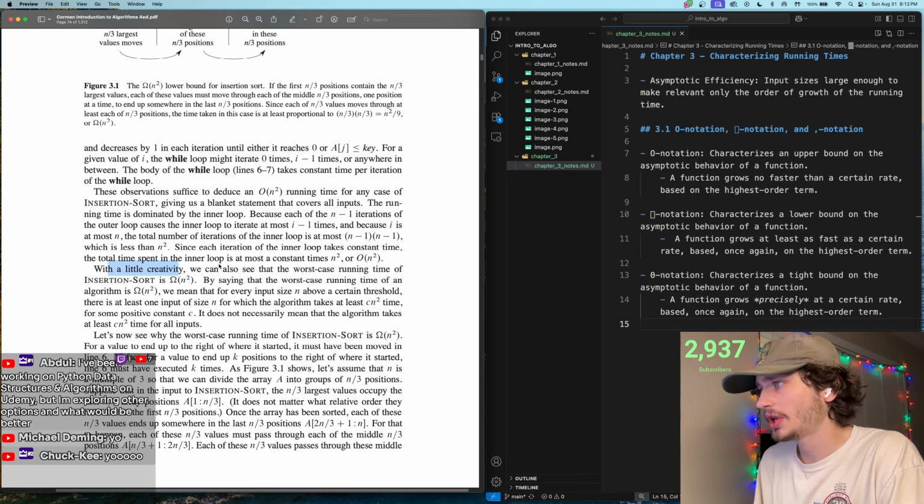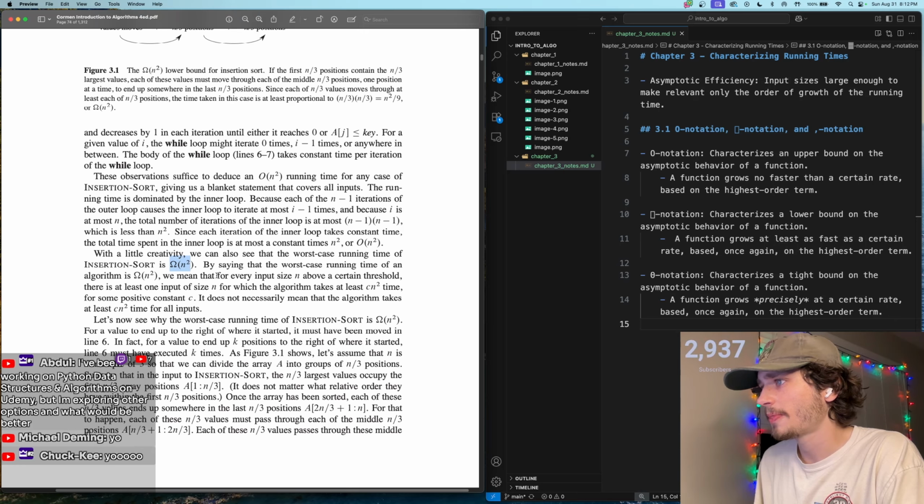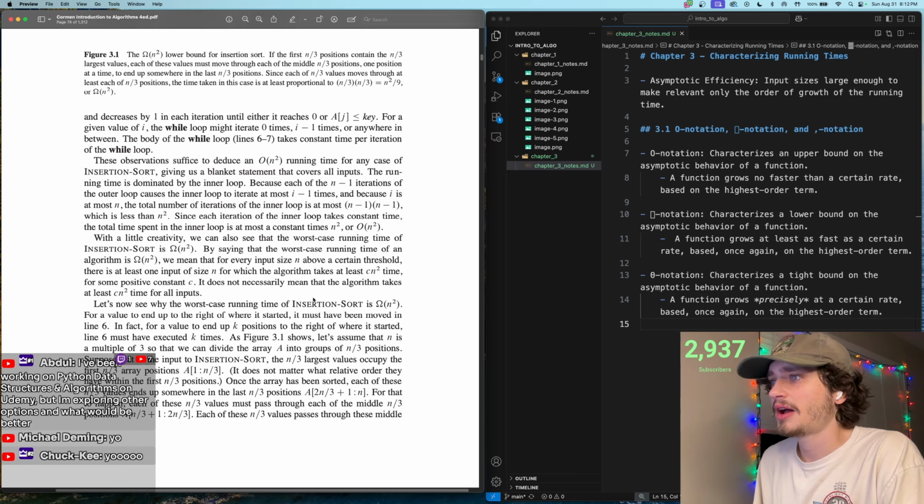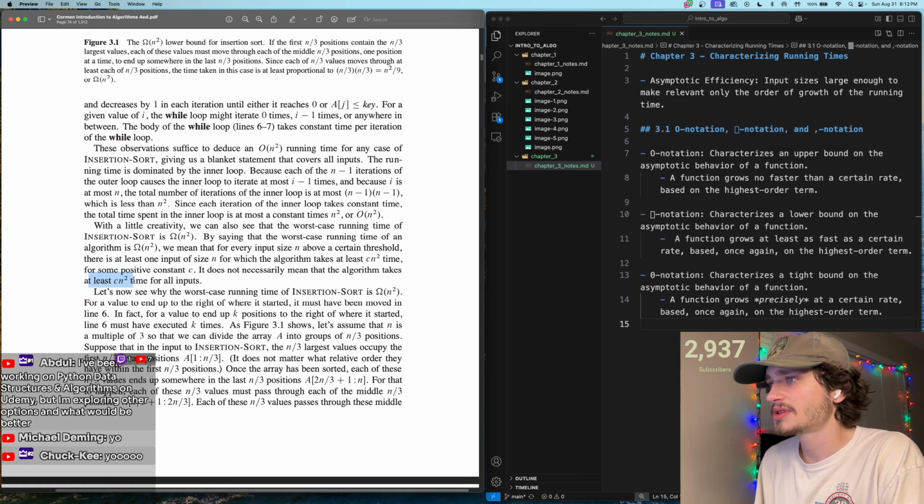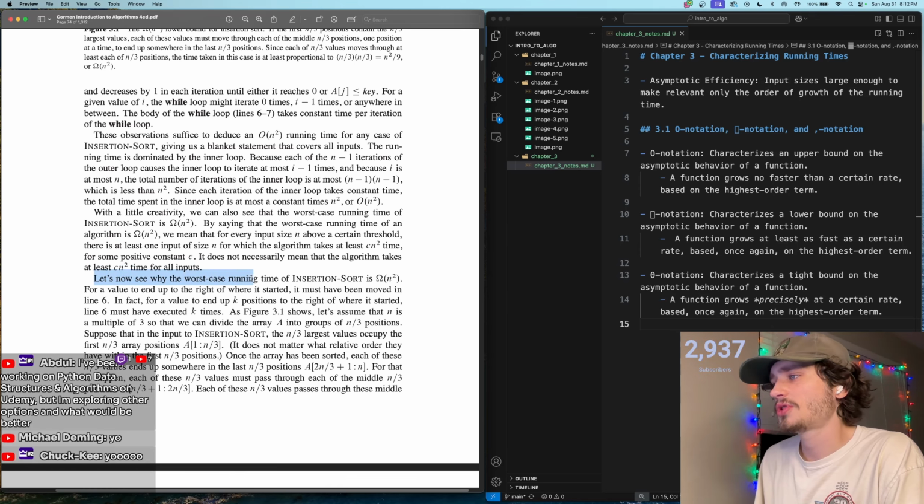With a little creativity, we can also see that the worst case running time of insertion sort is omega of n squared. By saying that the worst case running time of an algorithm is omega of n squared, we mean that for every input size n above a certain threshold, there is at least one input of size n for which the algorithm takes at least c times n squared time, for some positive constant c. It does not necessarily mean the algorithm takes at least c times n squared time for all inputs. Let's now see that the worst case running time for insertion sort is omega of n squared.